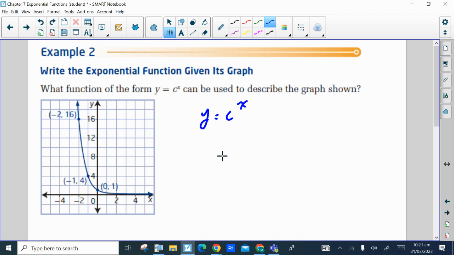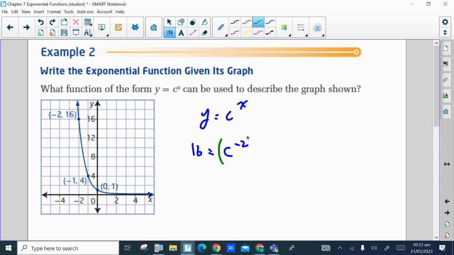But let's use one of the other points. For example, we can use the point -2, 16, which means y is 16 when x is -2. So sub those two numbers into the equation. Now, you want to know what c is, so we need to get the exponent on c to be +1.